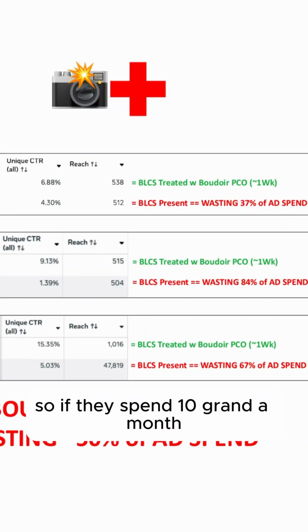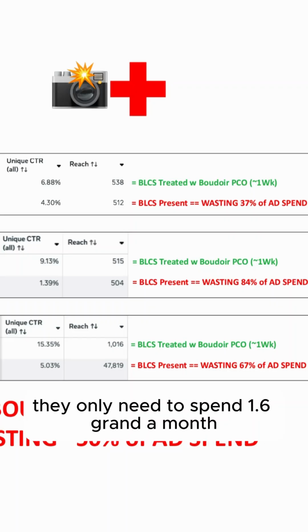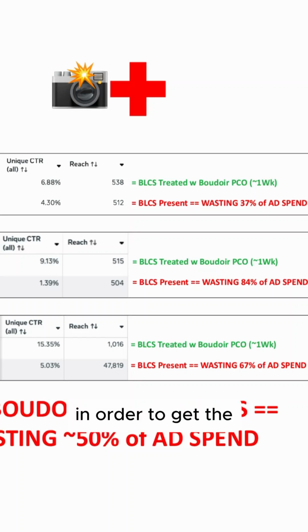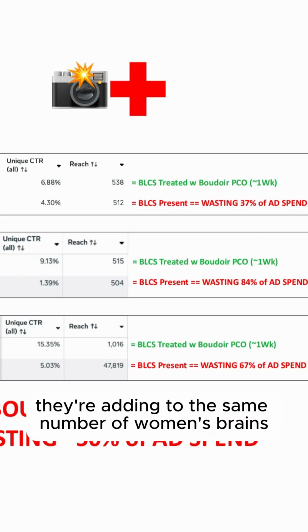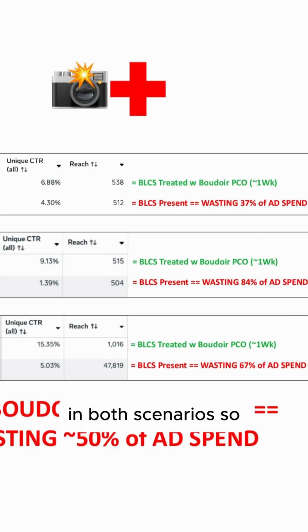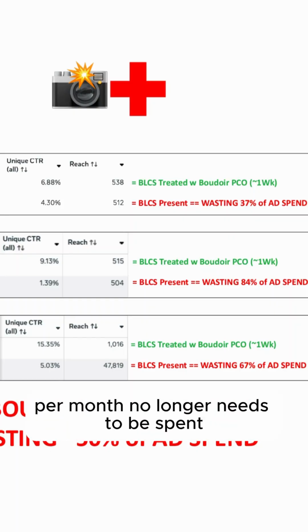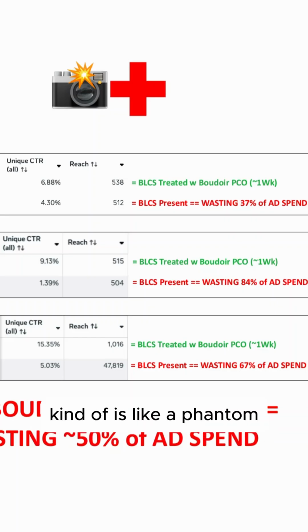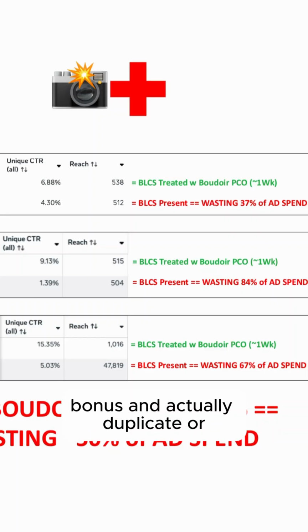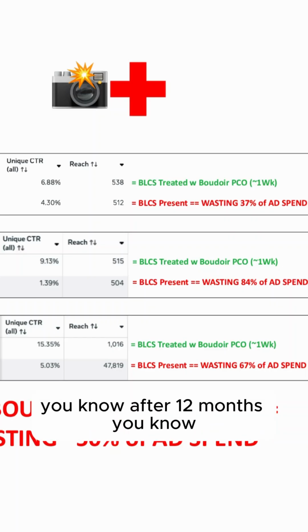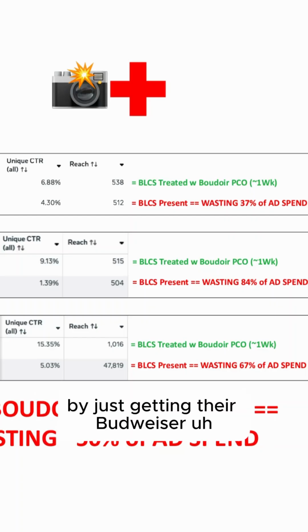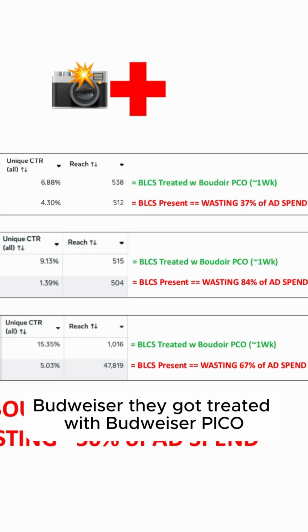So if they're spending 10 grand a month on the original Boudoir Facebook ad, now they only need to spend 1.6 grand a month on the Boudoir Pico treated Facebook ad in order to get their ad into the same number of women's brains in both scenarios. So 8,400 bucks per month no longer needs to be spent. They can just keep it in their pocket as a phantom bonus. After 12 months, it's kind of a 100K phantom bonus by just getting their Boudoir Facebook ad treated with Boudoir Pico.